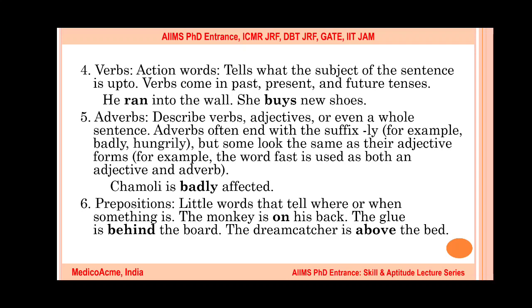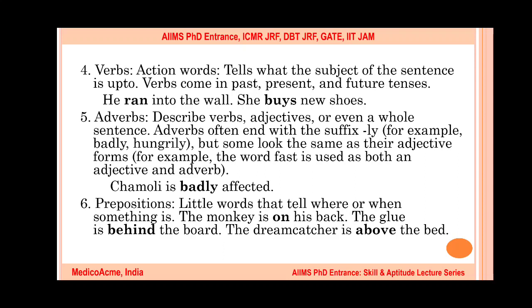So guys, the monkey is on his back. So you are doing that thing here: the monkey is on his what? On is just giving you the spatial status, that he is oriented on his back. So the glue is behind the board. This is also giving you a kind of spatial, I mean orientation, or you can say a directional thing.